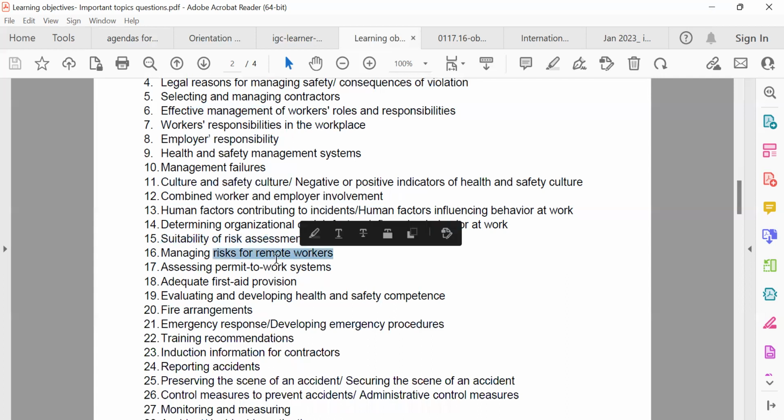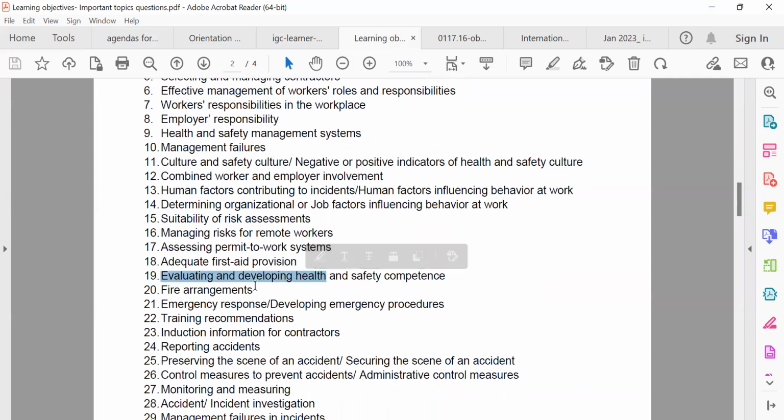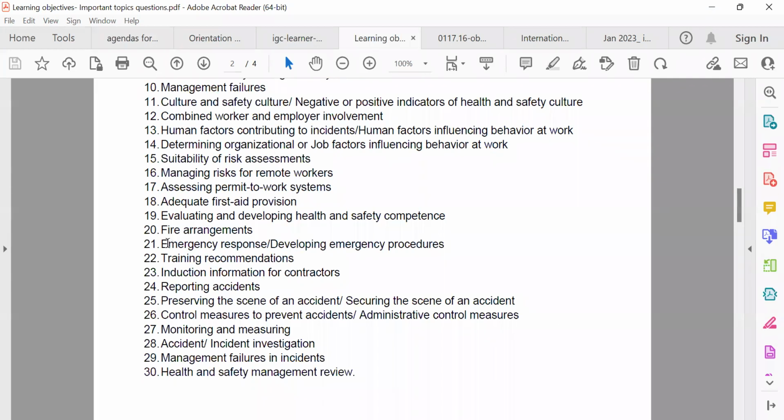The common question is, in case of work from home, how the organization manages workers who are working from home, and assessing the PTW system, medical aid, first aid provisions, evaluating and developing health and safety competence. What actions can you take to improve the competency of a person? What are the fire arrangements that you could see in the scenario? What are the positive points regarding fire safety arrangements? What are the negative points regarding fire safety arrangements? Those are the common questions.